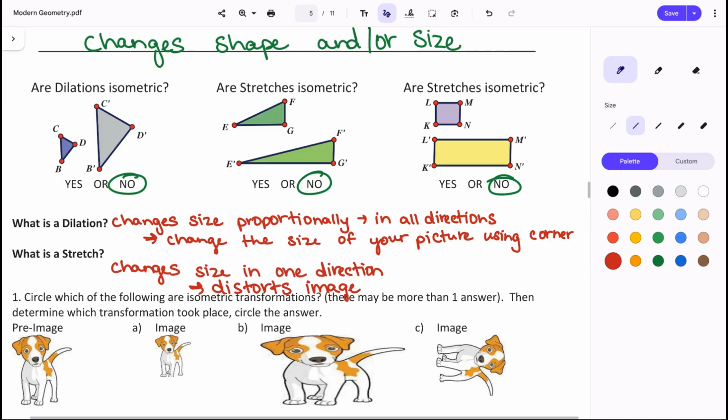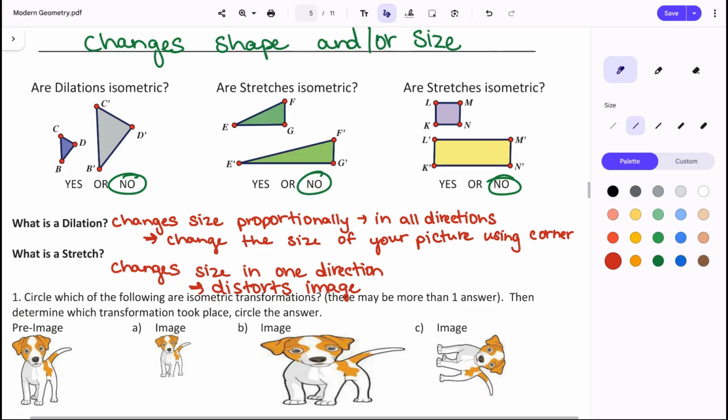So what we're going to do now is look at some examples where we're just trying to identify whether something happened and if it was isometric versus non-isometric. So remember, isometric would mean it doesn't change its shape, it doesn't change its size. Non-isometric means that the shape or the size got changed. And then we're also going to be able to say what happened to it.